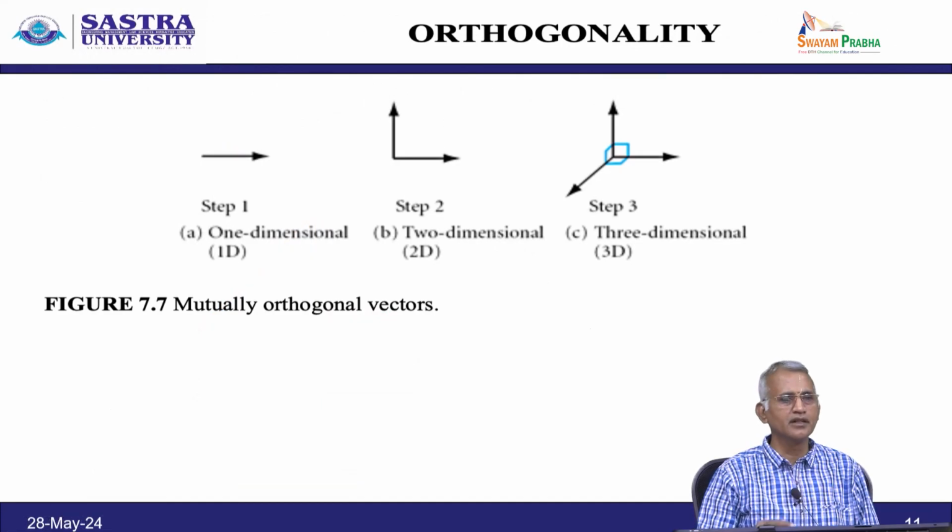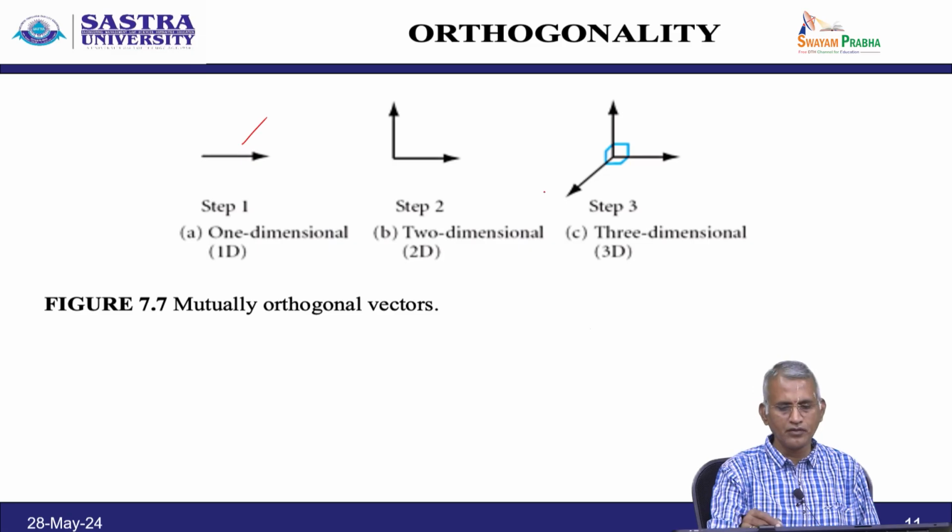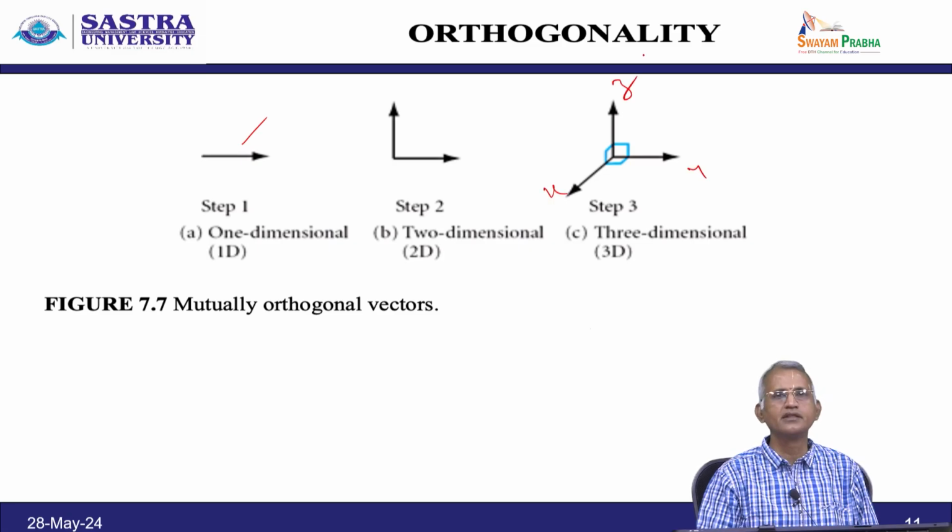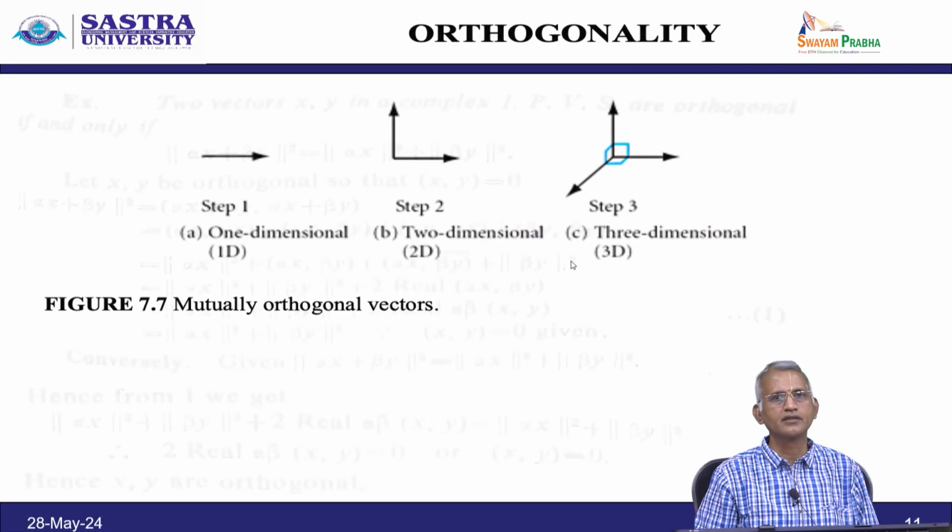So, for one dimensional we have only a line, for two dimensional one is perpendicular to another, for three dimensional you see the cuboid, right. So, it means they are mutually orthogonal vectors. So, one is the trivial case, for two one is perpendicular to another, they are orthogonal to one another. For three, x is perpendicular to y, y is perpendicular to z, and z is perpendicular to x, and vice versa, and all these three are mutually perpendicular to one another. Therefore, they are mutually orthogonal vectors.